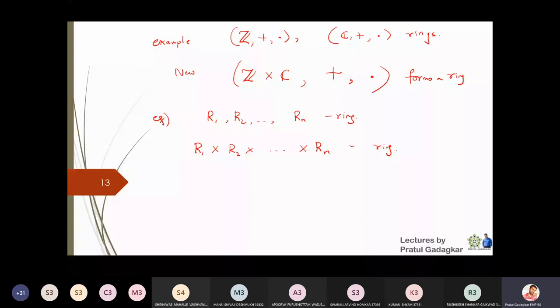So now you have infinitely many rings with you. If somebody asks you, is Z cross Z cross Z cross Z a ring? You will just say yes, because each one of them is a ring and the direct product of rings is again a ring. So you can form as many rings as you want.